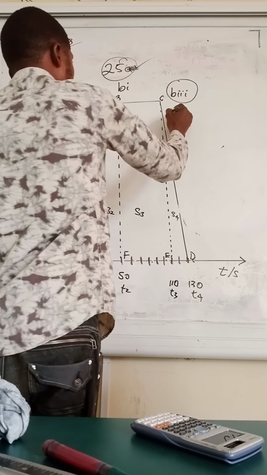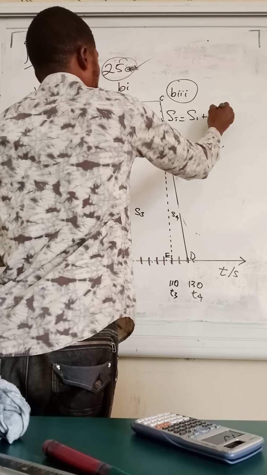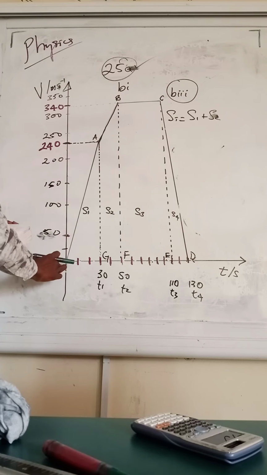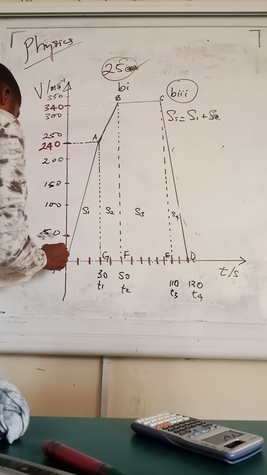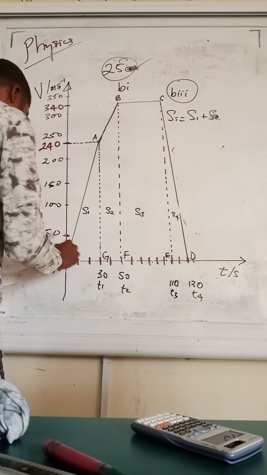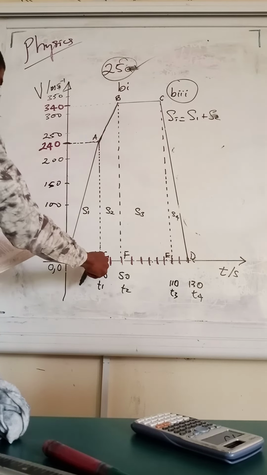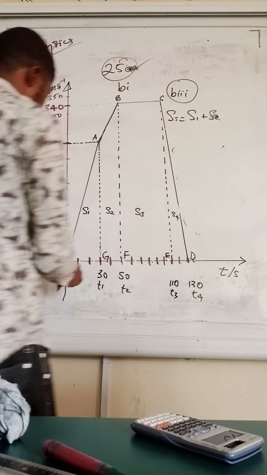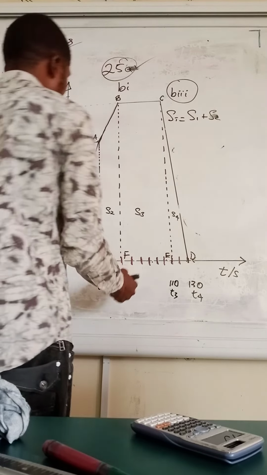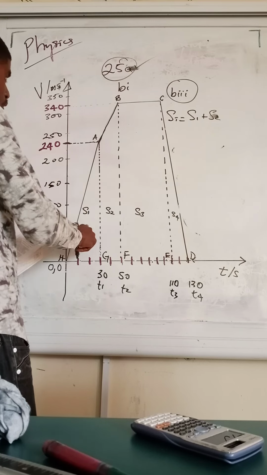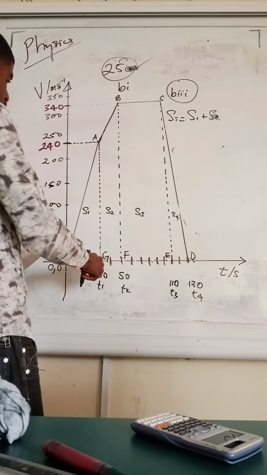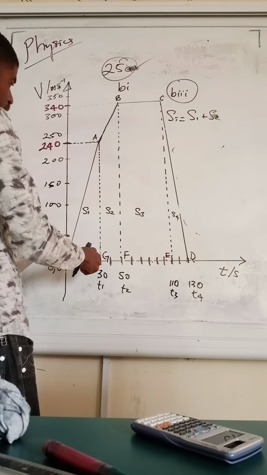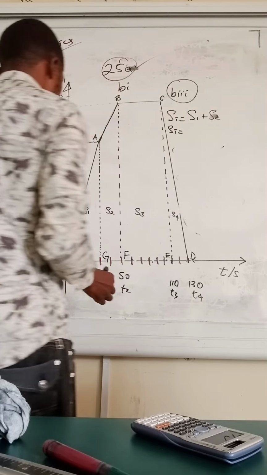BIII is simply ST is equal to S1 plus S2. What's the meaning of that? That is the area of the triangle. Let's label this point as H. As triangle HAG, the area of triangle HAG is half base times height, plus the area of this trapezium GFBA. Do you get it? This shape is a trapezoidal shape. So we are saying that our ST is equal to what?